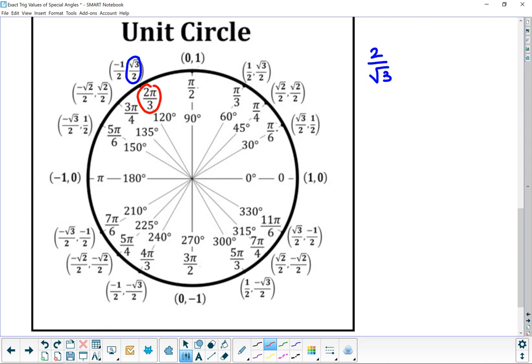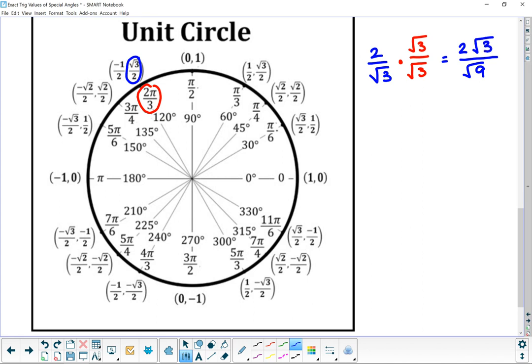It is not preferred because there's a radical on the bottom. So we need to do something called rationalizing, which is we're going to multiply it by the bottom, which is radical 3, and then we're going to do the same thing on top, which is also radical 3. The reason why we can do this is radical 3 divided by radical 3 is just a big fat 1. If you multiply 1 by 2 over radical 3, it stays 2 over radical 3. So it doesn't change the value of it, right? But by multiplying it by radical 3 over radical 3, we get radical 9 on the bottom, and we get 2 radical 3 on top.